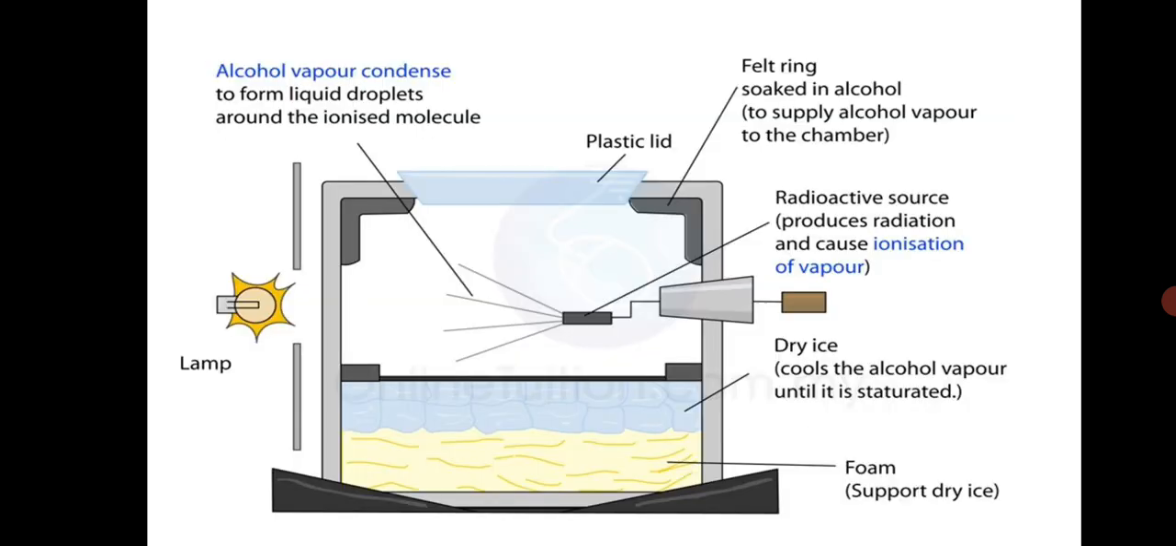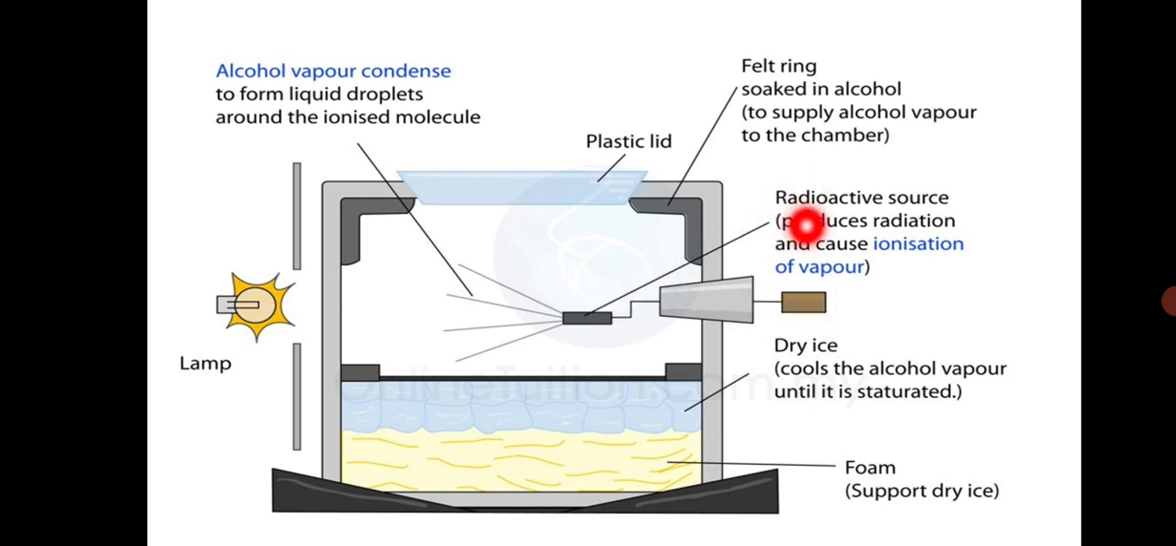Alright, so the setup looks like this. This is the setup. Okay? So like we said, there's dry ice, which cools the alcohol vapor until it is saturated. And then below here there's foam, which is used to support the dry ice. Dry ice is just carbon dioxide. And then there's a lamp here. This is glass. So the lamp is used to provide light, which is adequate enough to help us make observations inside.